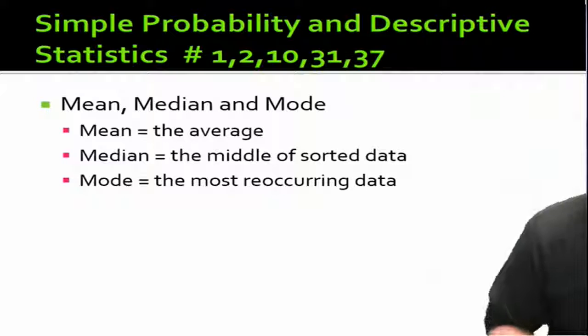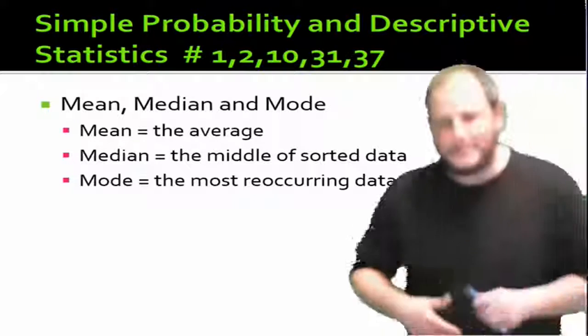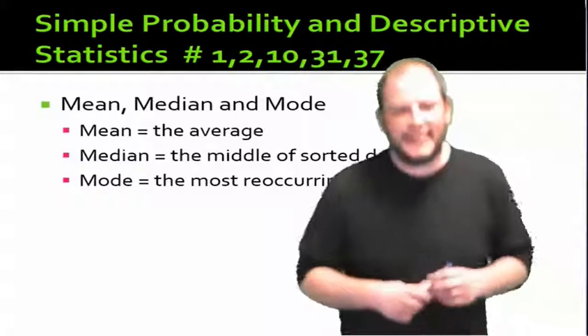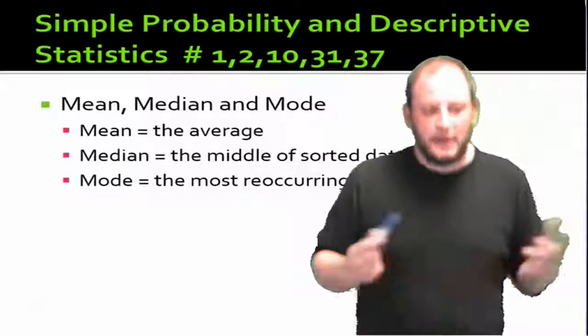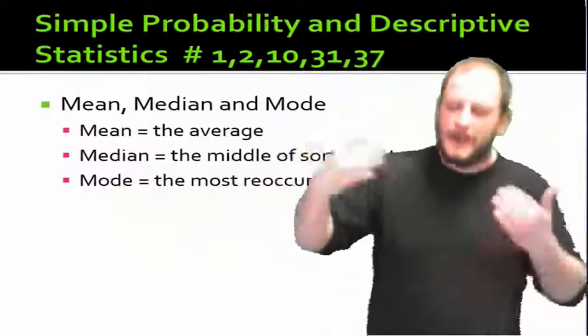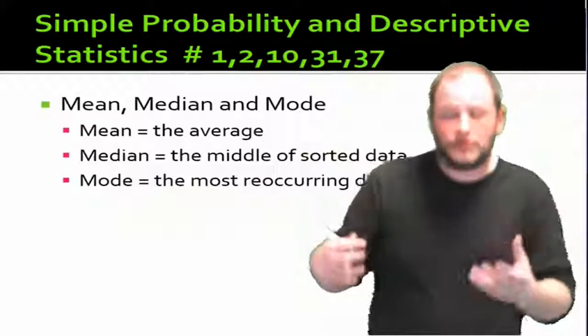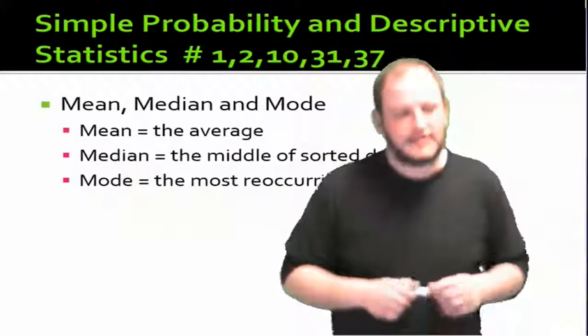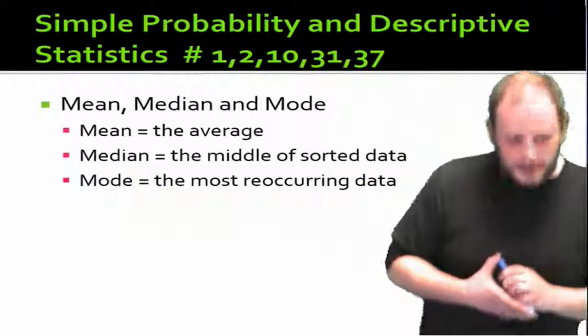So the mean is the average. And in order to calculate the average, you add up all of your data and you divide by the amount of data that you added up. That's calculating the mean, or the average.